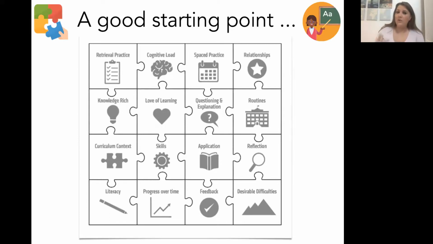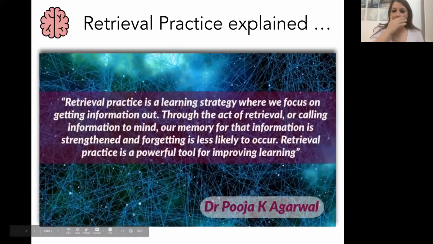And retrieval practice ultimately will be more effective when we combine it with a knowledge-rich curriculum, when we give effective feedback, when it is spaced over time. So yes, retrieval practice is incredibly important and effective, but it's just one piece of the teaching and learning puzzle. So what is retrieval practice?